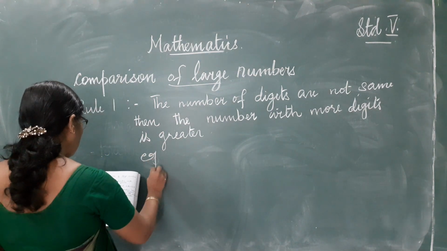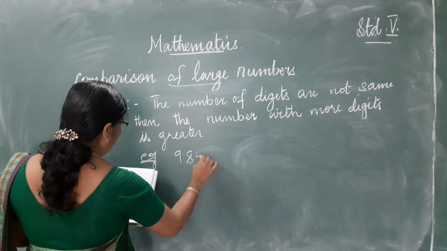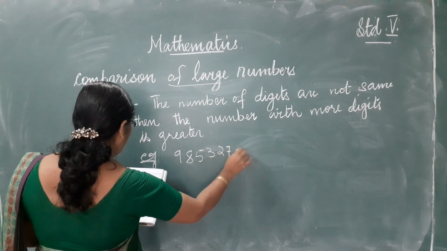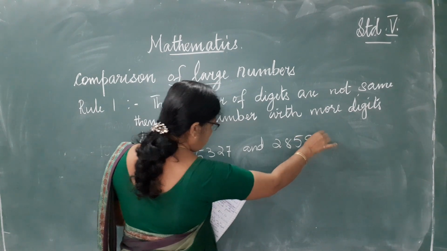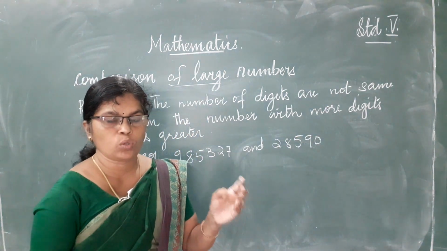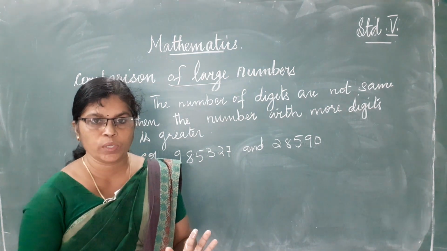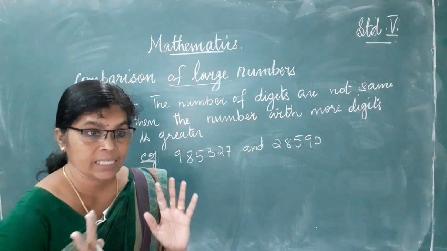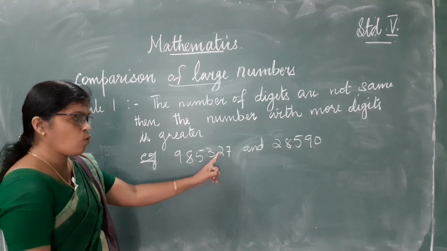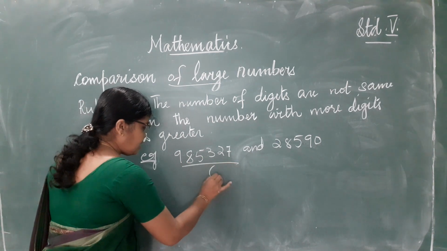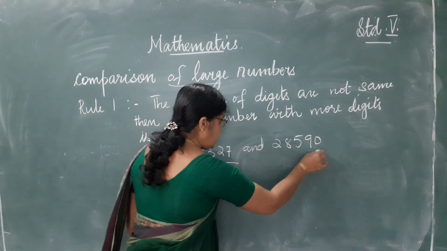The example is 985327 and 28590. These two numbers we have to compare. So first, what do we have to do? Before comparing two numbers or many numbers, we have to count the number of digits. Now let's count the number of digits here. See the first number: 1, 2, 3, 4, 5, 6. It's a 6-digit number. The next number: 1, 2, 3, 4, 5. It's a 5-digit number.